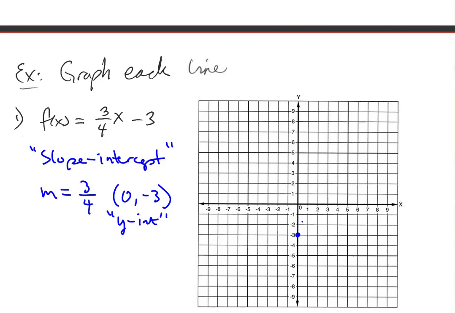So with a slope of 3/4, I could go up 3 and right 4 to drop another point. I could do that, of course, again if I wanted to get a few points to connect. And then once you get a couple points, you can go ahead and connect them to form the line, which would then be the graph of this equation.